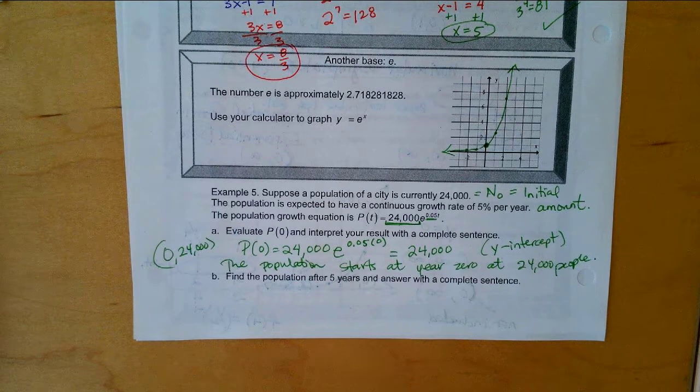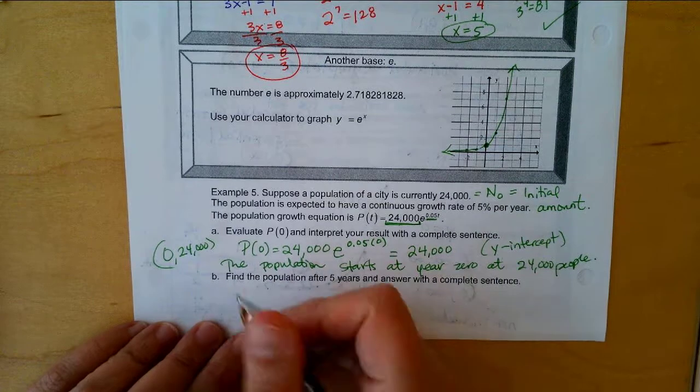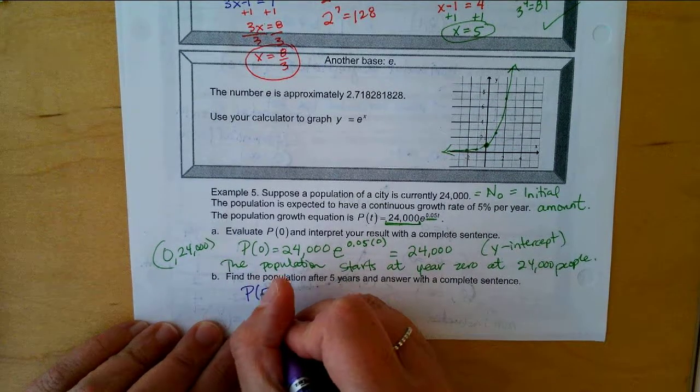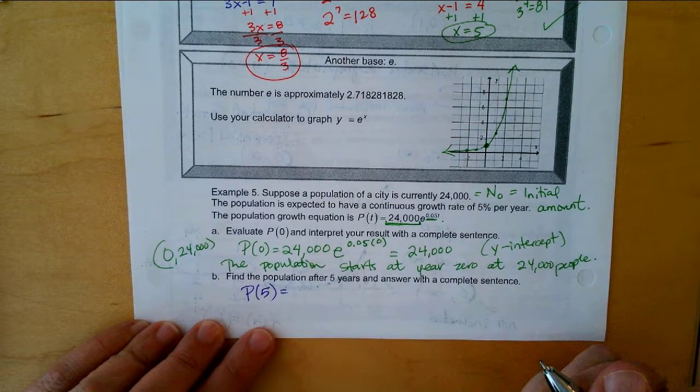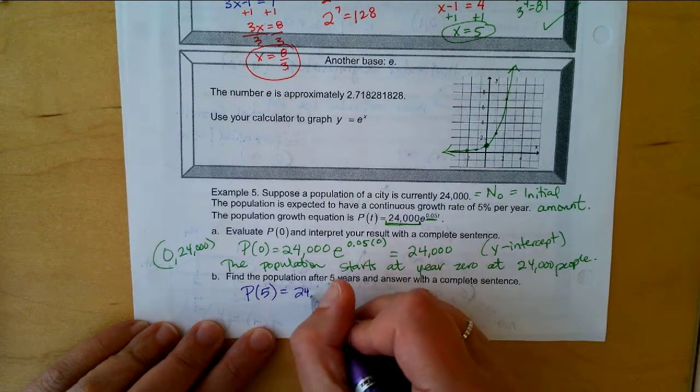Okay, find the population after 5 years. Answer in a complete sentence. So we would be doing P of 5. We're going to plug in, where are we going to plug in the 5?